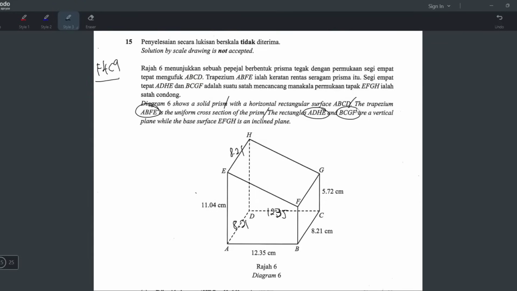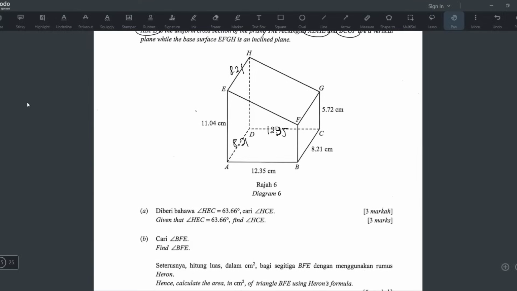The rectangle ADHE, BCGF. Okay, where is ADHE? ADHE this one and BCGF this one are a vertical plane while the base surface EFGH is an inclined plane. So EFGH is inclined. Okay, understand? So vertical plane means it's standing upwards. And if it's an inclined plane, it means the plane is slanted. Okay, so nothing important here. Now we can do A already.